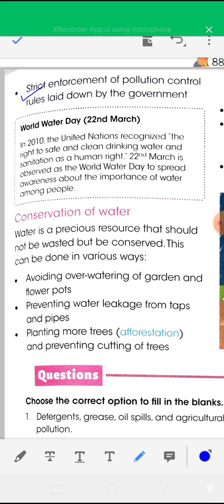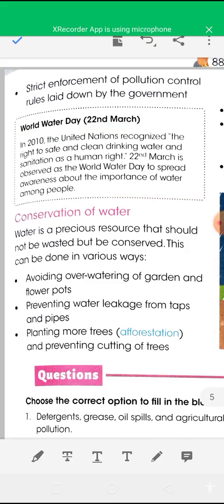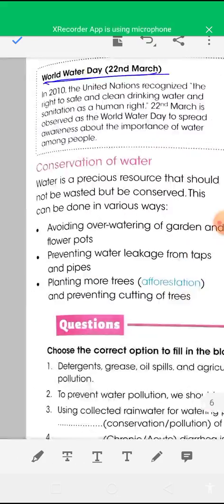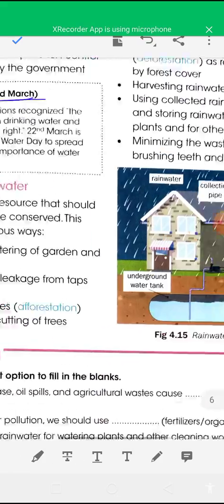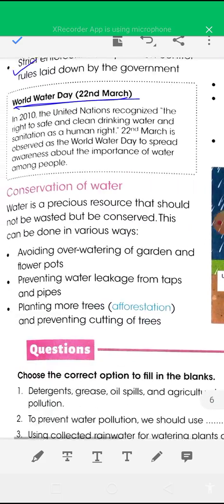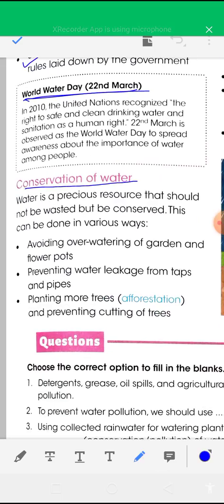Okay, World Water Day, 22nd March. Remember that, World Water Day. And last topic of this chapter is conservation of water. How to conserve water? Water is a precious resource that should not be wasted but be conserved. This can be done in various ways. First, avoiding overwatering of garden and flower pots.